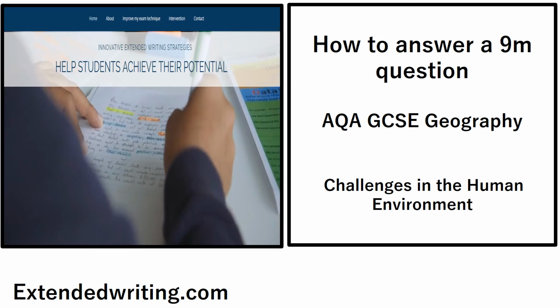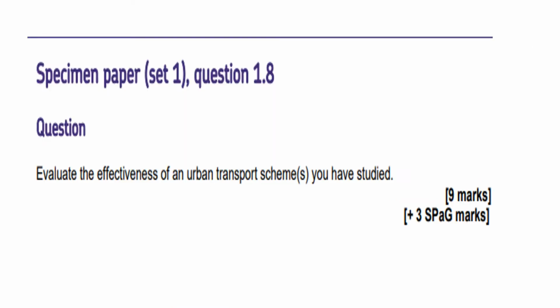So in this video we're going to look at how to answer a 9-mark question in AQA GCSE Geography. From the spec we're looking at challenges in the human environment, and the question we're going to focus on here is: evaluate the effectiveness of an urban transport scheme you have studied.